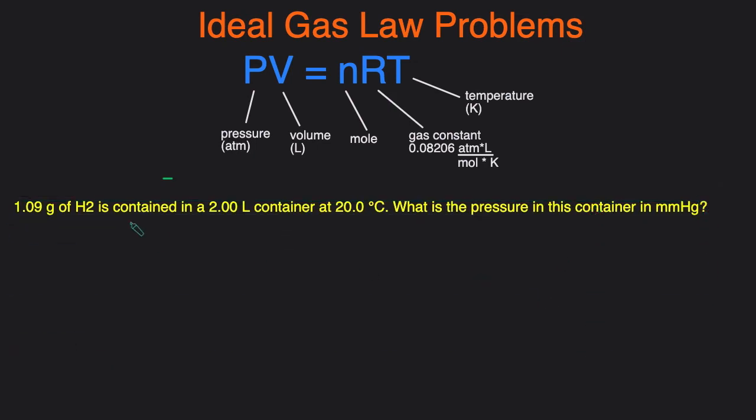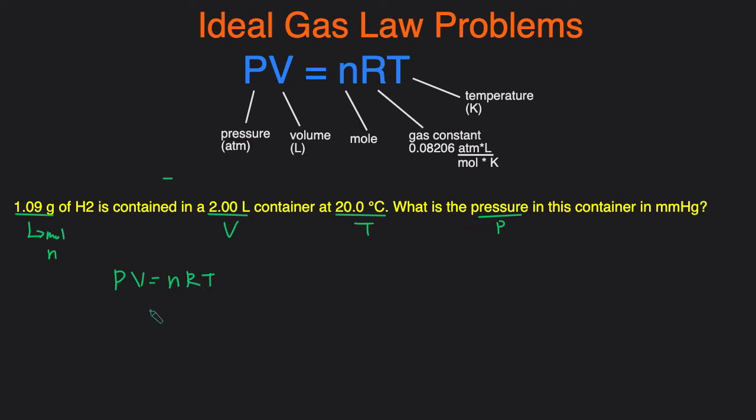In this example, we have 1.09 grams of H2. As we talked about previously, when you have grams, you can convert this to moles, which is n. It is contained in a 2.00 liter container, so we have volume at this particular temperature. So we also have T, and then we're solving for P. So once again, because we're dealing with pressure, volume, temperature, and moles, we're going to be using the ideal gas law, PV equals nRT.